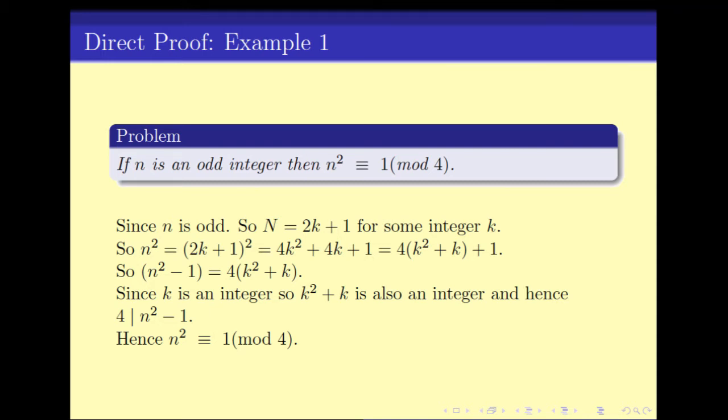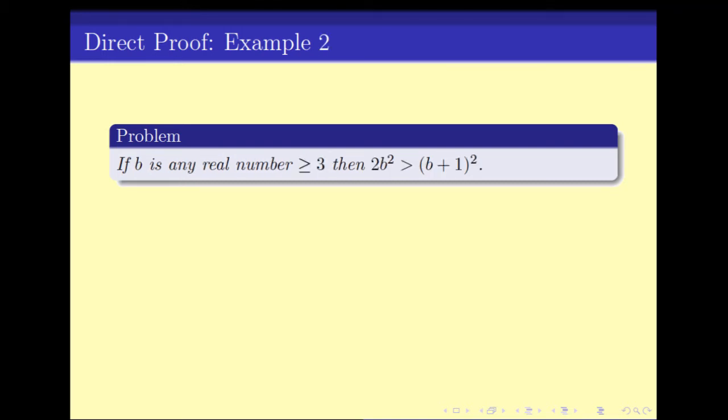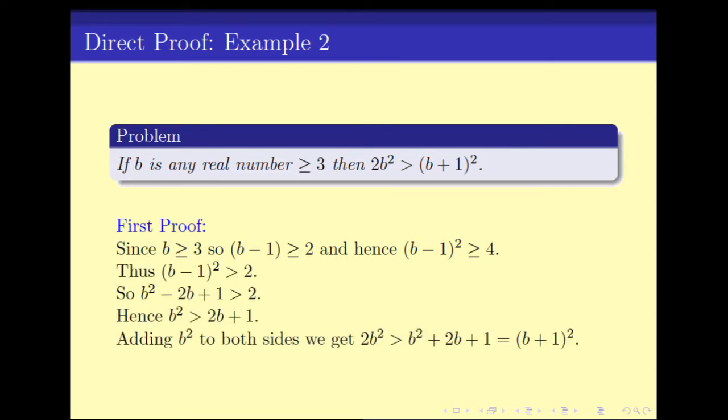We saw that in the second example, namely where we have to prove that if b is a real number greater than or equal to 3, then 2b square is greater than b plus 1 whole square. And we saw that we can come up with a direct proof also. But the direct proof did look a bit magical.